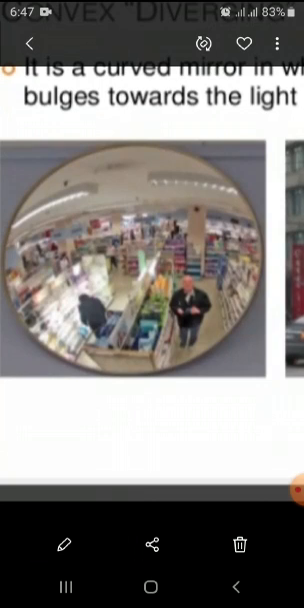The object, as you can see, is this man standing in front of this convex mirror, so its image is smaller than its real size. So the images in the convex mirror are always smaller than the real size of the object.